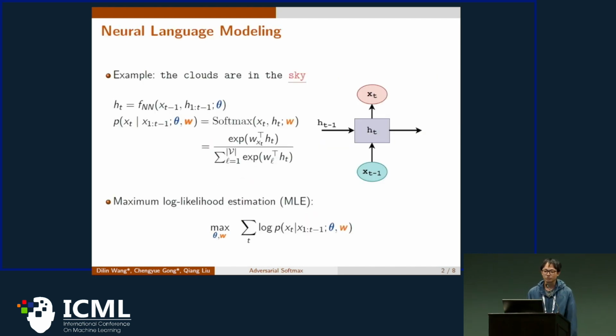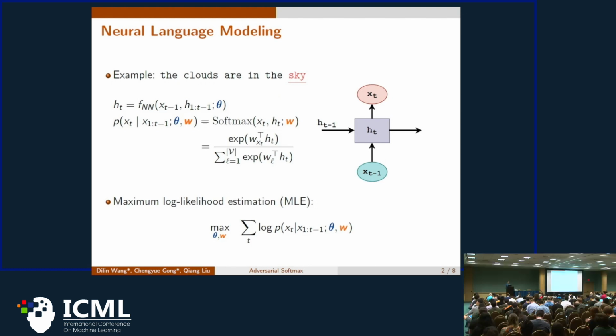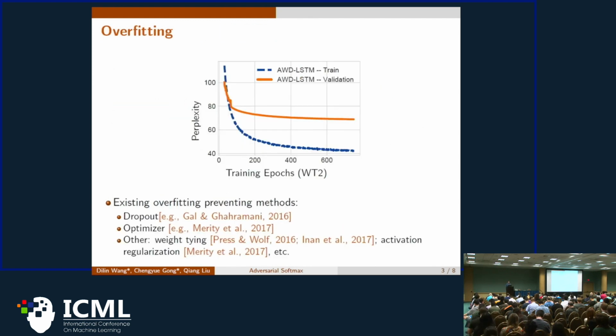So the goal of language modeling is to predict what word comes next given the context. The context is first modeled with a recurrent neural network, and then we train a softmax function to do prediction. And given a dataset, the model parameters theta and W are often jointly trained by maximizing the log likelihood. However, one main challenge in training language models is their tendency to overfit.